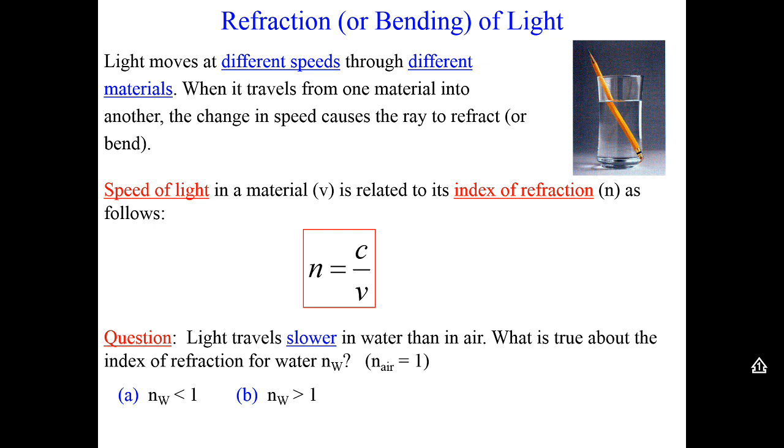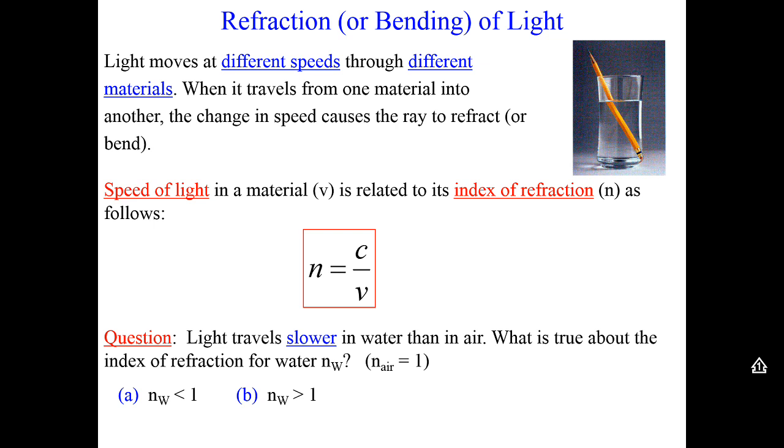The index of refraction is the speed of light in a vacuum divided by the speed of light in that material. So the speed of light in a vacuum is 3 times 10 to the 8 meters per second, and the speed of light in air is effectively the same, 3 times 10 to the 8. So the index of refraction is 3 times 10 to the 8 divided by 3 times 10 to the 8, which is equal to 1. The speed of light in air is very slightly slower than it is in a vacuum, but it's close enough for this class that we'll just call it 1.